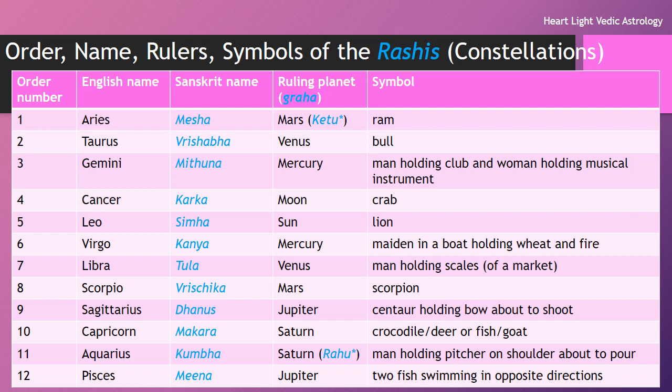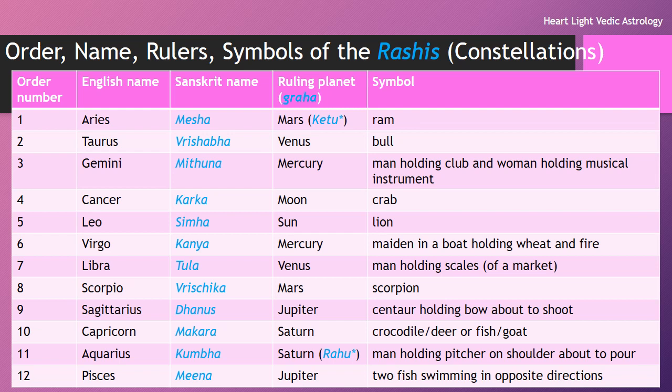The third constellation is Gemini. The Sanskrit name is Mithuna. The ruling planet or Graha is Mercury. And the symbol here is a man holding a club and a woman holding a musical instrument. So in Western astrology, it's twins. In this case, it's specifically a man and a woman, so it is more indicative of a couple, and that's also important for analyzing Gemini. Either way, it's a dual sign, so there's this idea of duality, like more than one aspect to it.